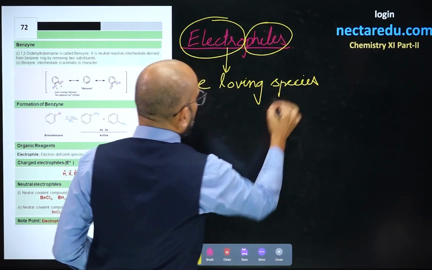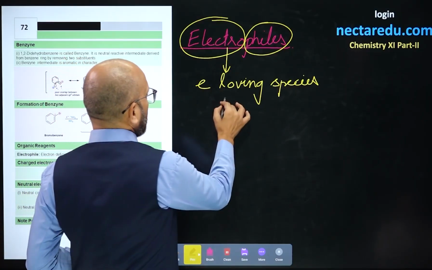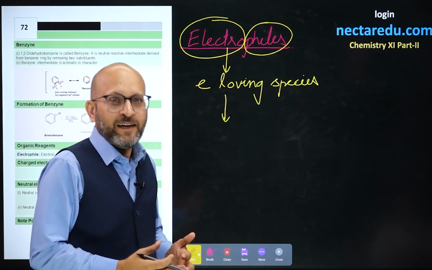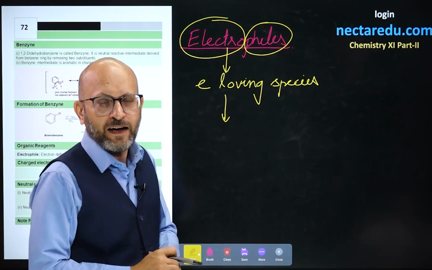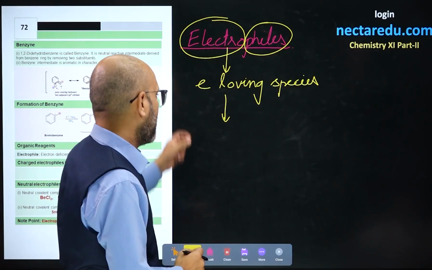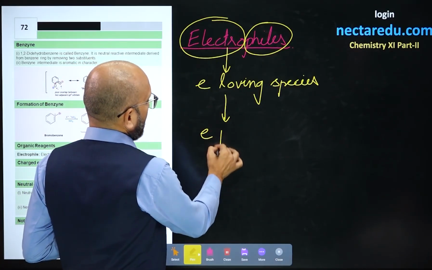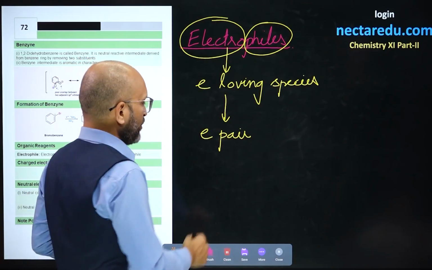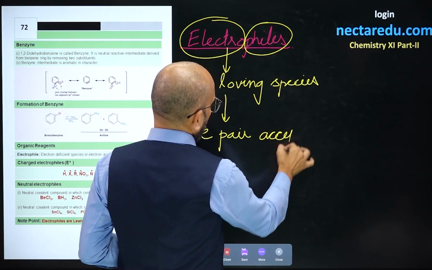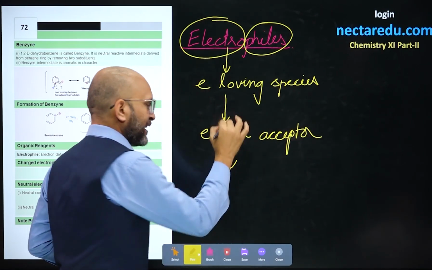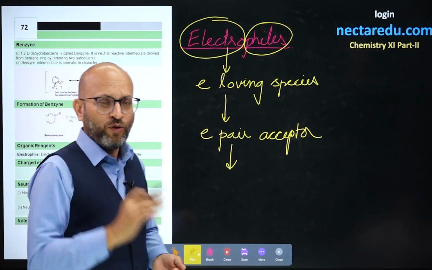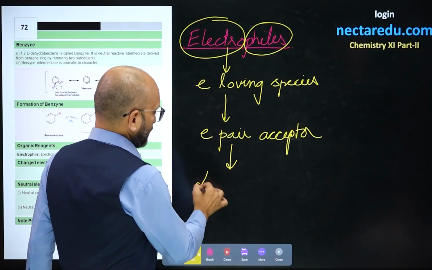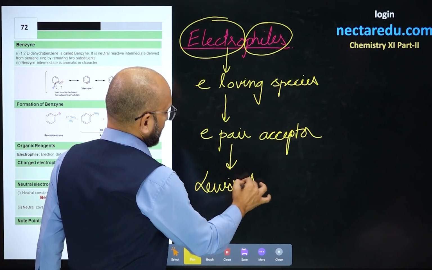Alright. Next, you will have electron deficient species, that definitely they are loving electron. That means they are having a scarcity of electrons. So they are electron loving and they are electron pair acceptors. Electrons are always accepted or donated in pairs. So electron pair acceptor. And if they are electron pair acceptor, I think you know that electron pair acceptor species are also called Lewis acids. So these are also called Lewis acids.